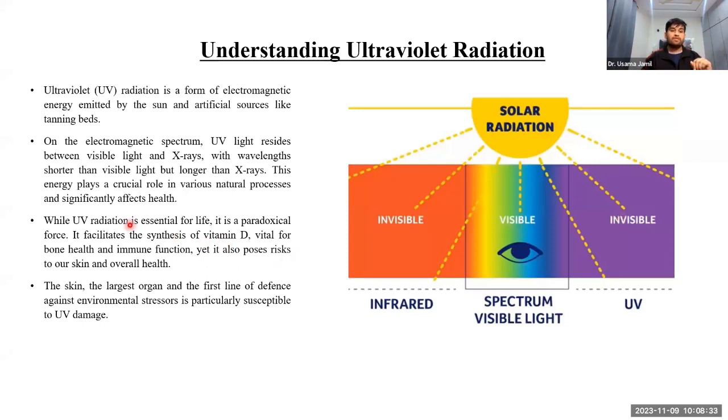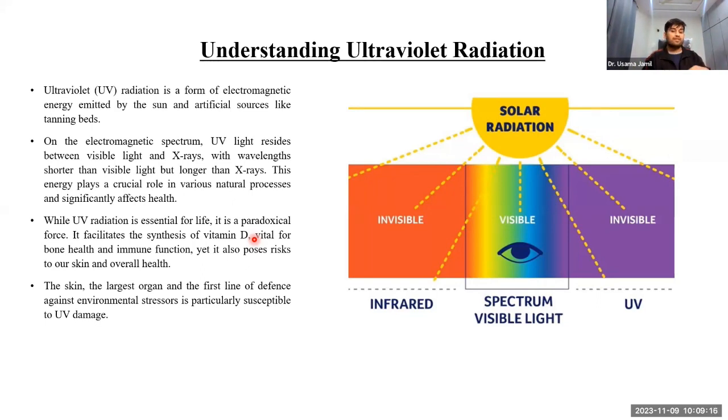UV radiation, while essential for life, is a paradoxical force. It facilitates the synthesis of vitamin D. In some way, vitamin D is synthesized in our body, but that synthesis is only stimulated if we take sun baths for a specific period of time, like a few hours a week. So it has benefits as well as potential hazards if there is a prolonged exposure to the UV light.